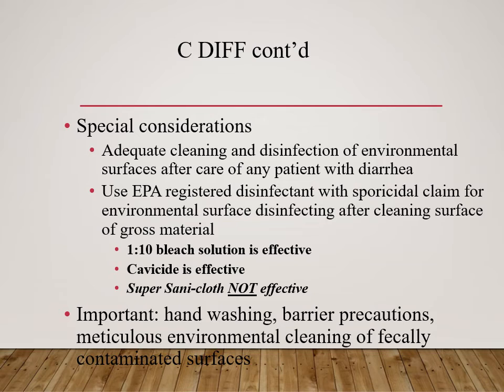Special considerations: adequate cleaning and disinfection of environmental surfaces after care of any patient with diarrhea. Use an EPA registered disinfectant with a sporicidal claim for environmental surface disinfection after cleaning the surface of gross material. A 1 to 10 parts bleach solution is effective. Cavicide is effective. Super Sani-Cloth wipes are not effective. Hand washing, barrier precautions, and meticulous environmental cleaning of fecally contaminated surfaces are important.